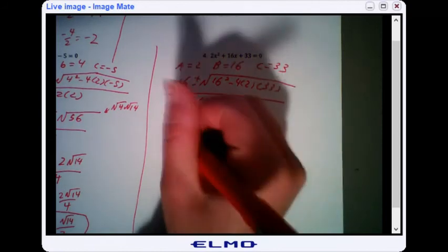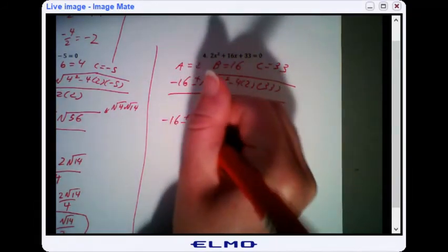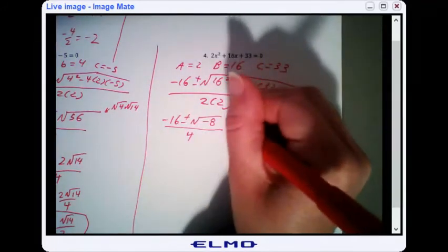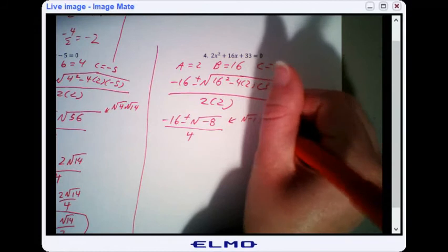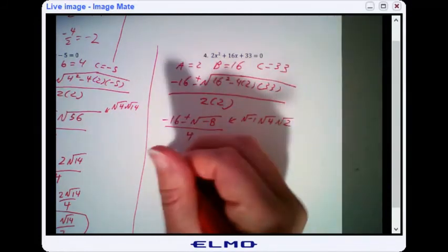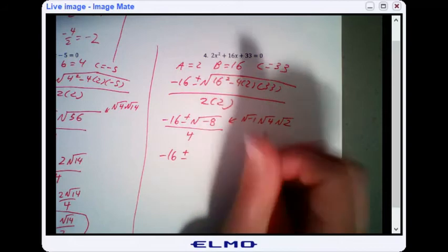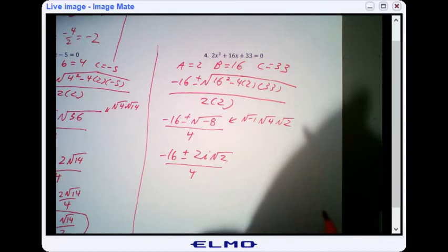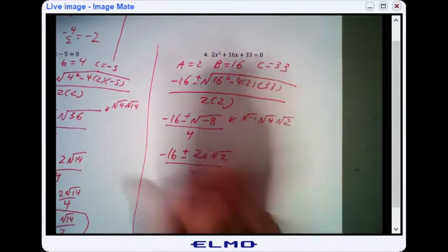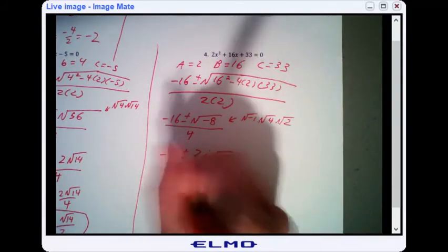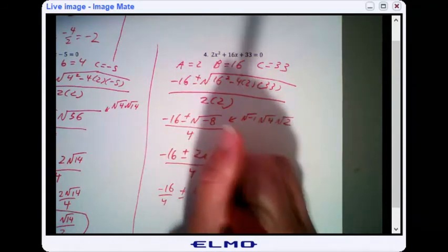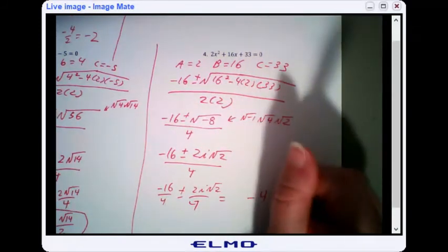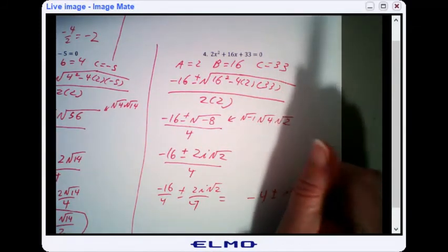We're going to get negative 16 plus or minus square root negative 8 all over 4. Square root of negative 8 is going to be square root of negative 1, square root of 4, square root of 2. Negative 16 plus or minus 2i square root of 2 divided by 4. And then we can split each of those up. Negative 16 divided by 4 plus or minus 2i square root of 2 divided by 4. And that's going to become negative 4 plus or minus i square root of 2 all over 2.